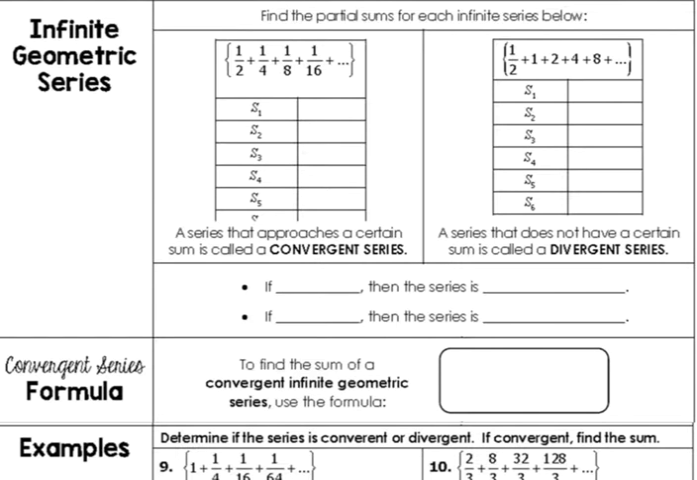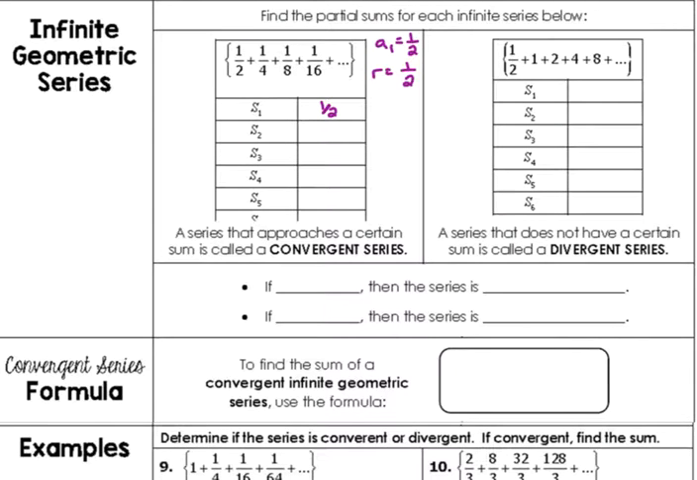Okay, really quickly, let's look at what this says about infinite geometric series. So let's find the partial sums for each of the infinite series below. So the first one, we've got 1/2, 1/4, 1/8, 1/16. So let's identify the important things about this. A sub 1 is 1/2. What's our common ratio? What are we multiplying by every time in that first one? 1/2.